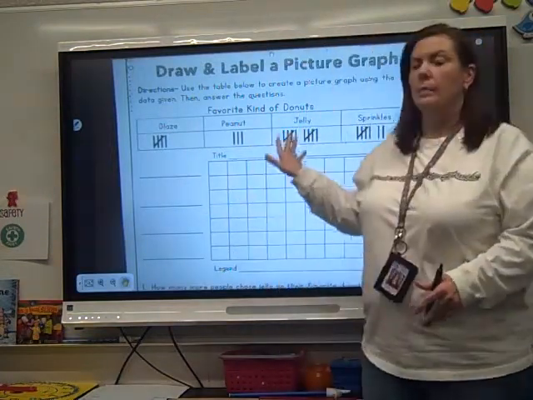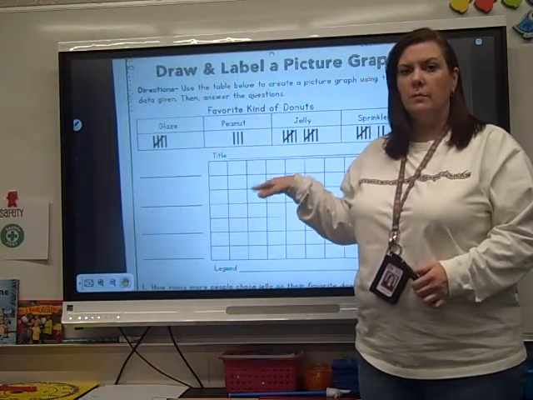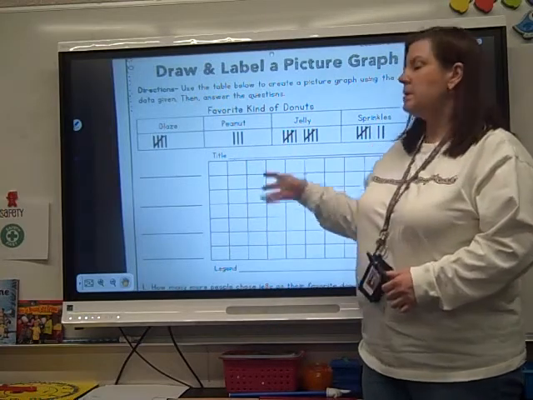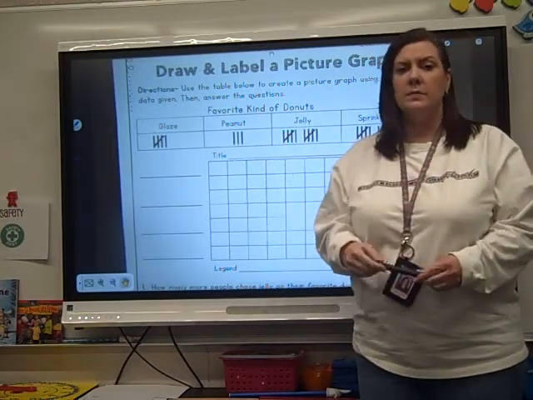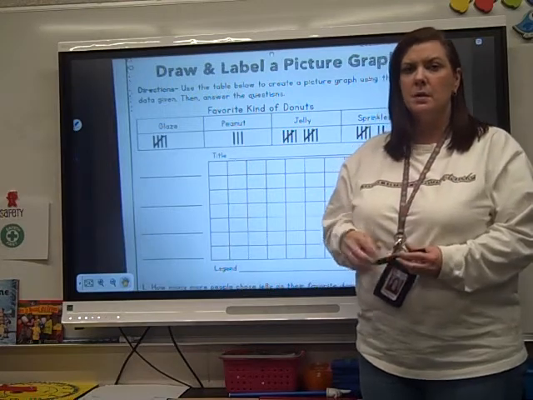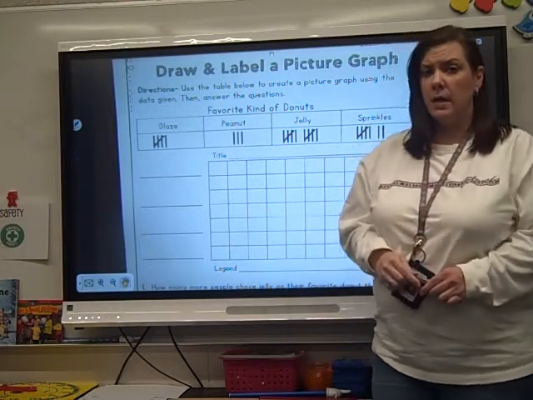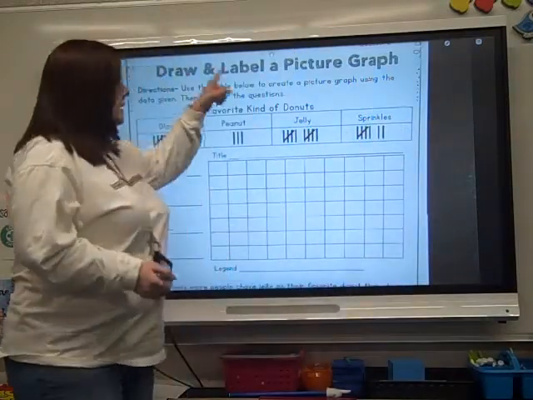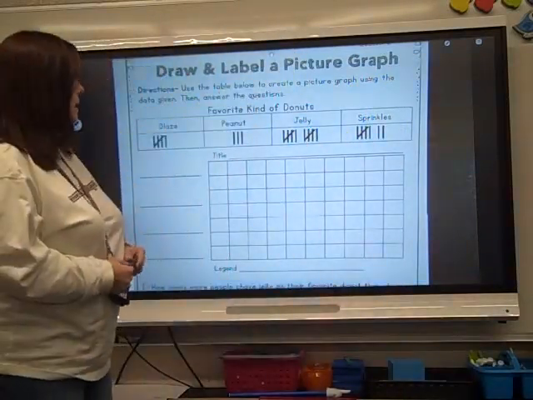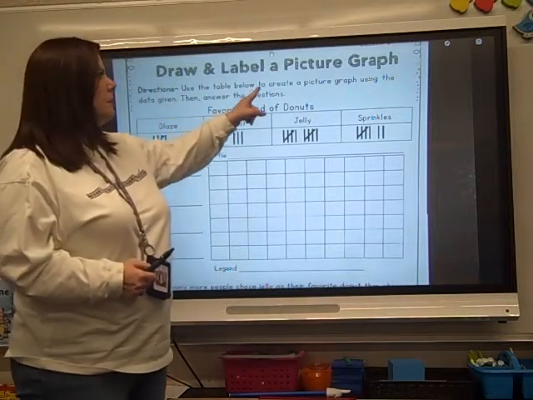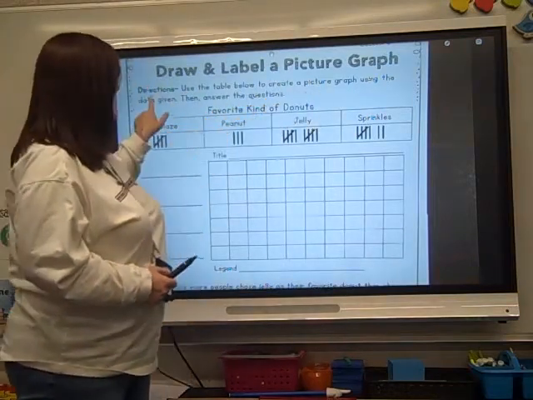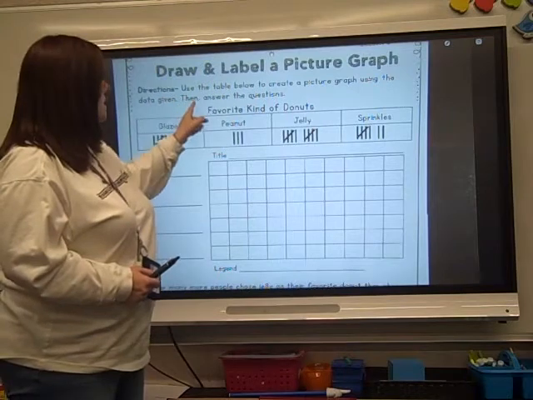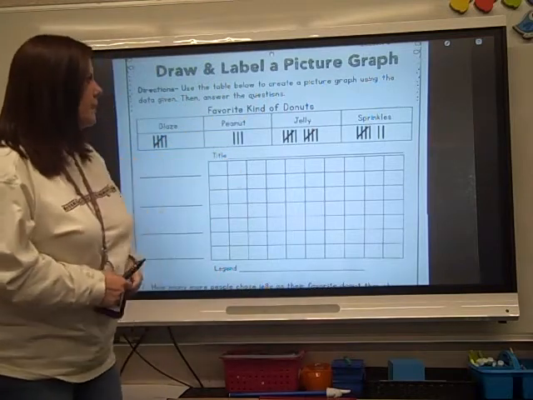Get your packet out, get your math. You should have a graphing sheet, and on the other side you should have some addition and subtraction problems. Make sure you got your number line if you need it, okay? Alright, today we're going to work on drawing and labeling a picture graph. It says use the table below to create a picture graph using the data given. Then answer the questions, okay?